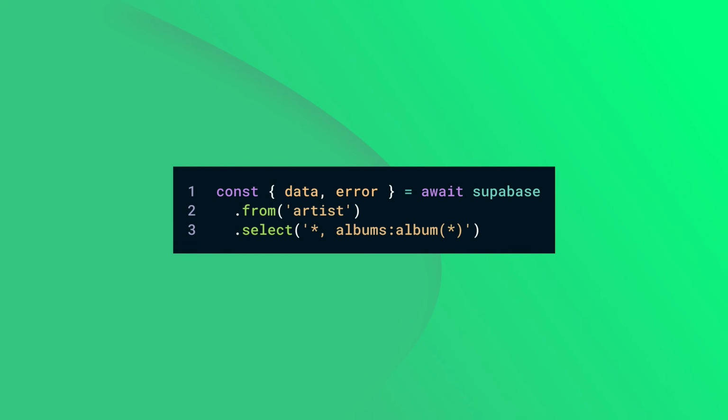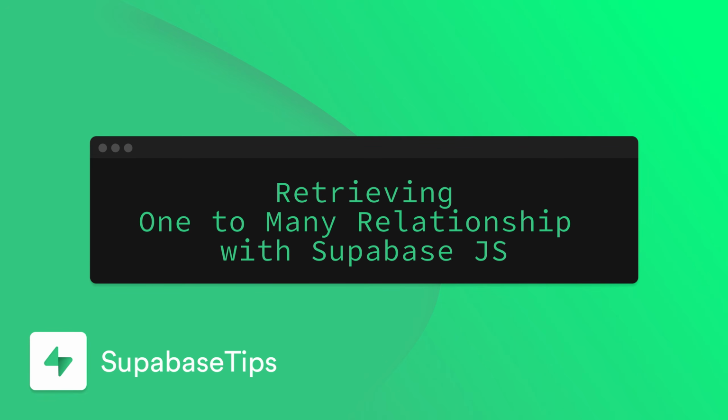But what if we want to select the album and get the related artist, you might ask? Well, the library also covers this case. You would write your query just as before, but with the from being the album and the select containing the artist as the related table. And this is how you retrieve a one-to-many relationship and its inverse using the Supabase JavaScript library.